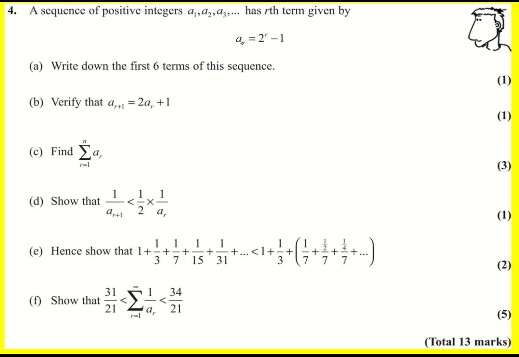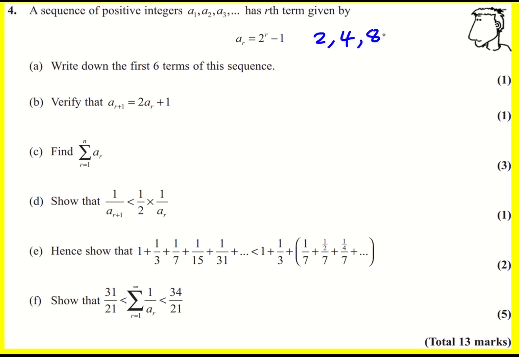Given the rth term of a sequence, this is equivalent to the nth term, it's just in terms of r. I have to write down the first 6 terms. So it's actually the powers of 2, but I'm minusing 1 each time. So when r is equal to 1, I'll get 2 to the 1, which is 2. I'm going to just write down the powers of 2 first, and then I'll minus 1.